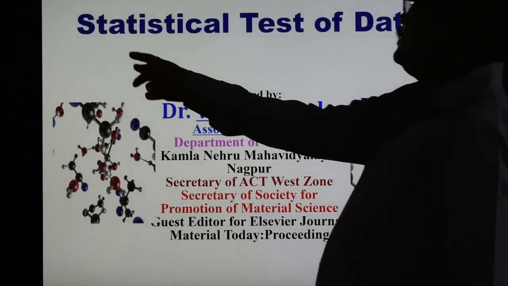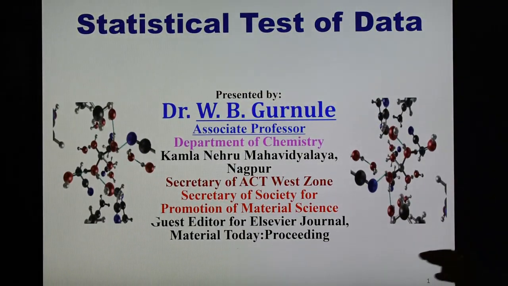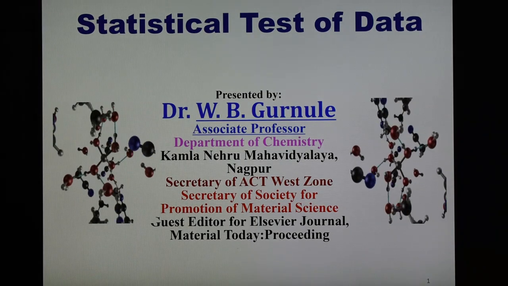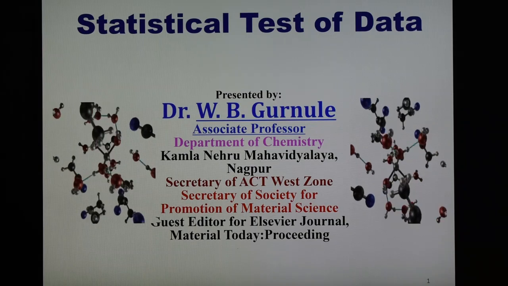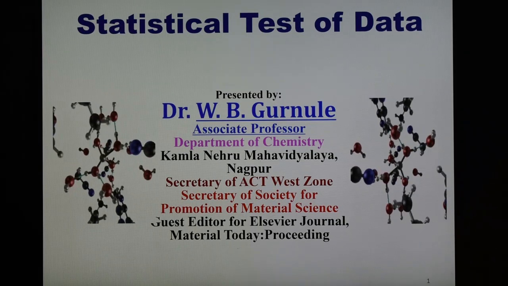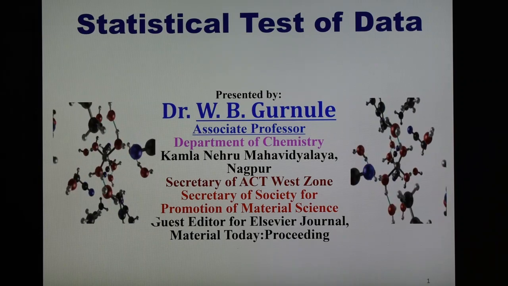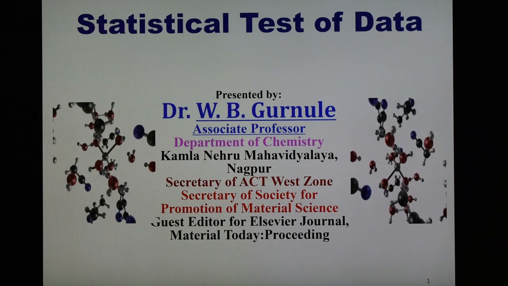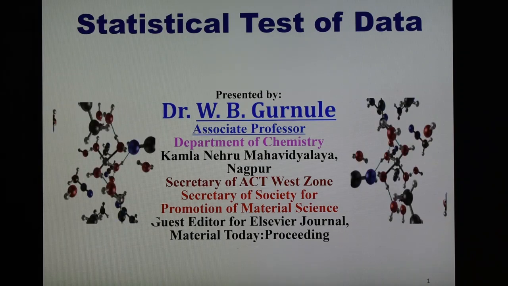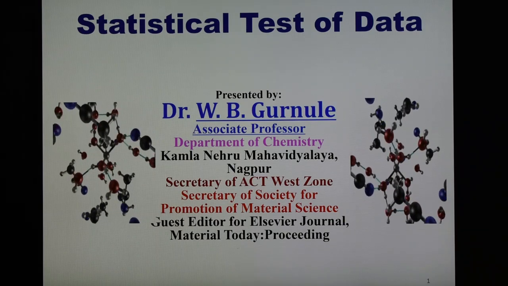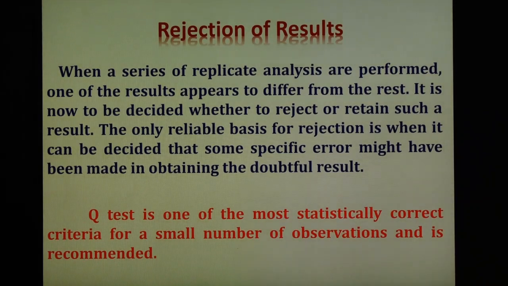So today's topic is the statistical test of data, and we are going to see what the different tests are that are applied to the measurement of results. Here we are going to see the Q test, and the second is the 2.5D and 4D rule. So what is meant by the statistical test of data, also known as rejection of results.